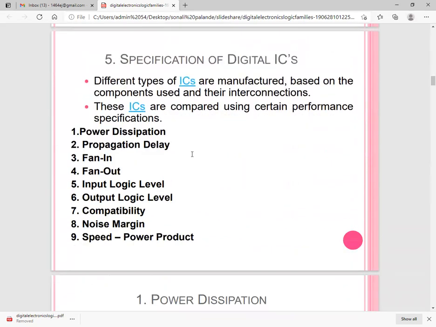Another point is the specification of digital ICs. Different types of ICs are manufactured based on the components used and their interconnection. These ICs are compared using certain performance specifications. The specifications are power dissipation, propagation delay, fan in, fan out, input logic level, output logic level, compatibility, noise margin, and speed power product.